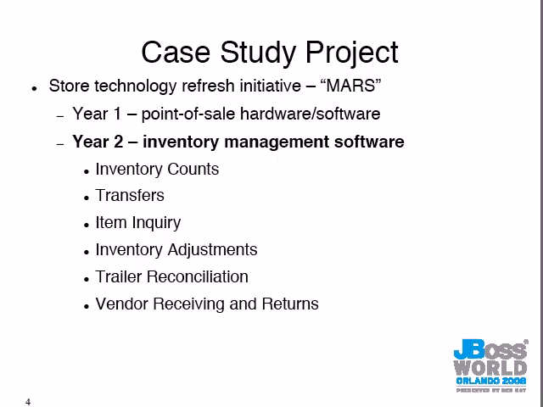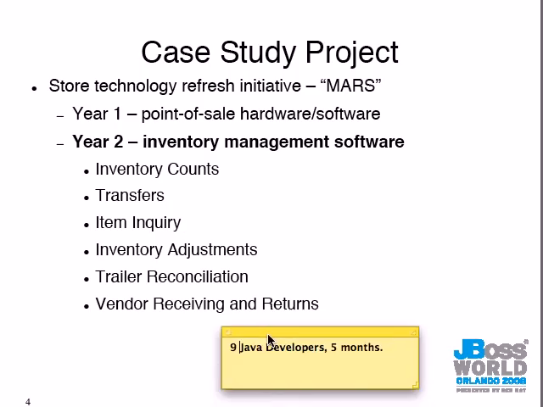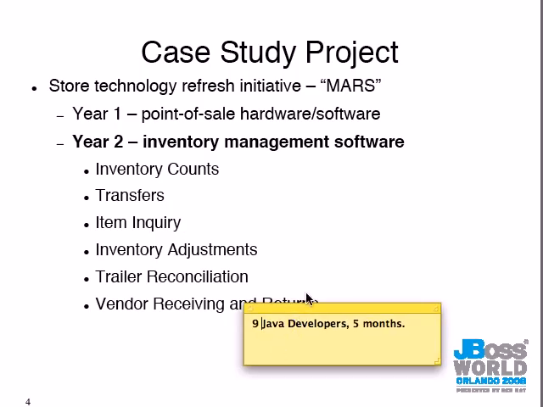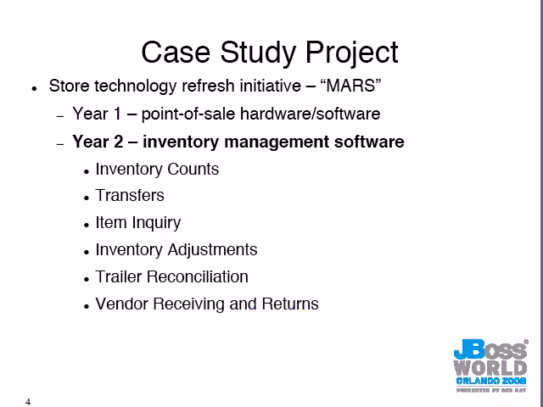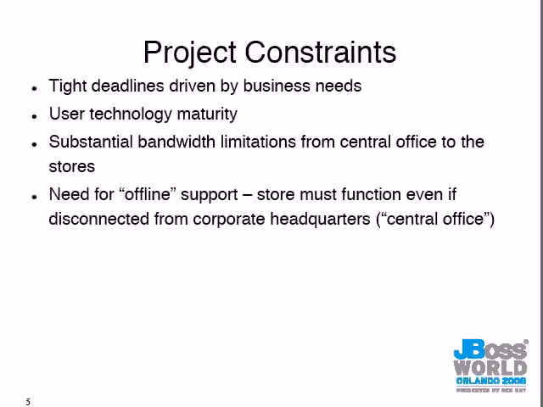Some of our constraints, some of these are probably unique to us and some of these are not so unique. The first one is one of the not so unique. We were faced with pretty tight deadlines on the project, and they were driven partially because of business needs. So we did execute fairly quickly on a lot of this. What we mean by user technology maturity is our typical store employee who's using these applications may or may not be web familiar or web savvy, and may actually not even be computer savvy.